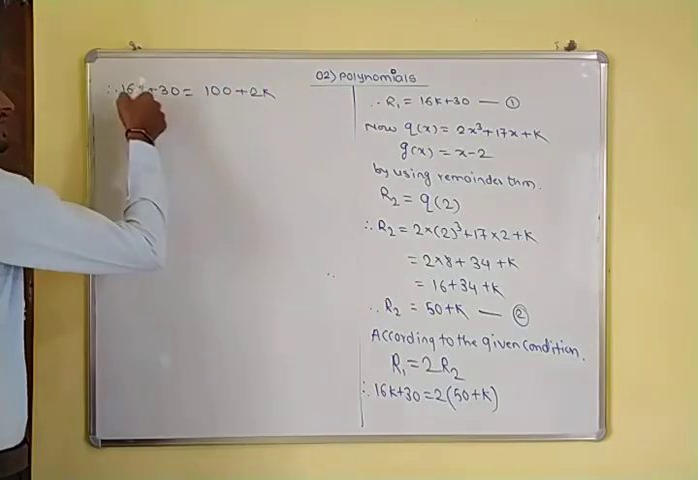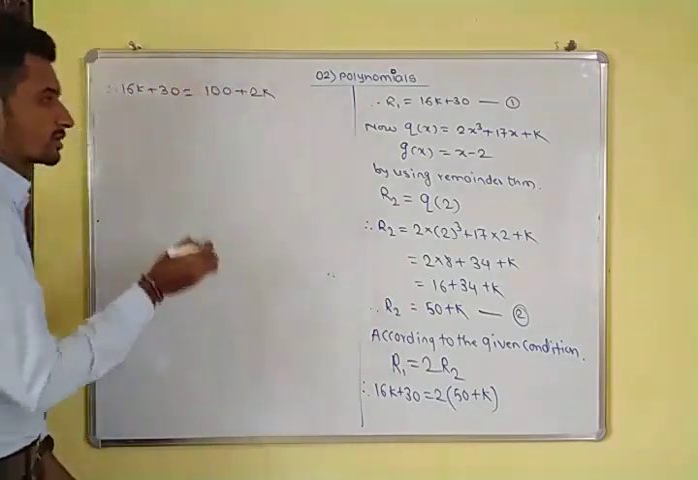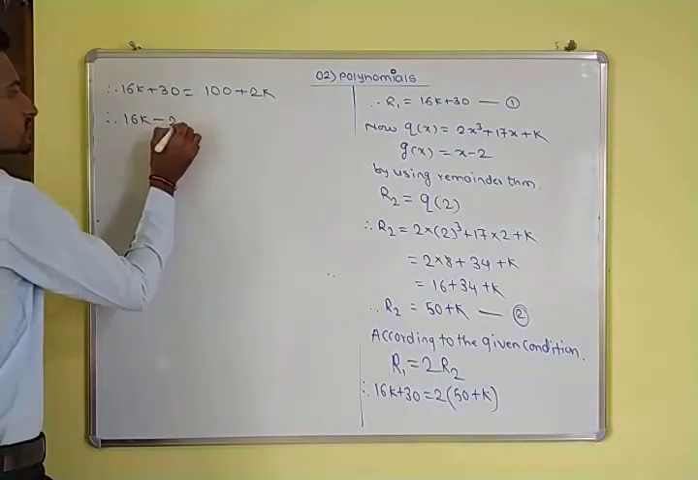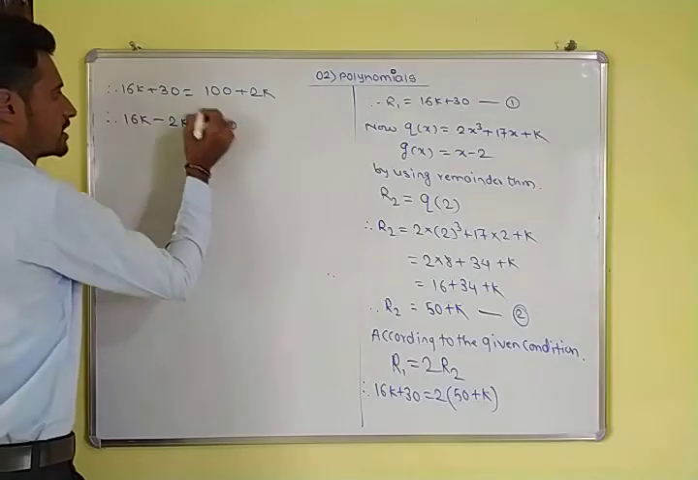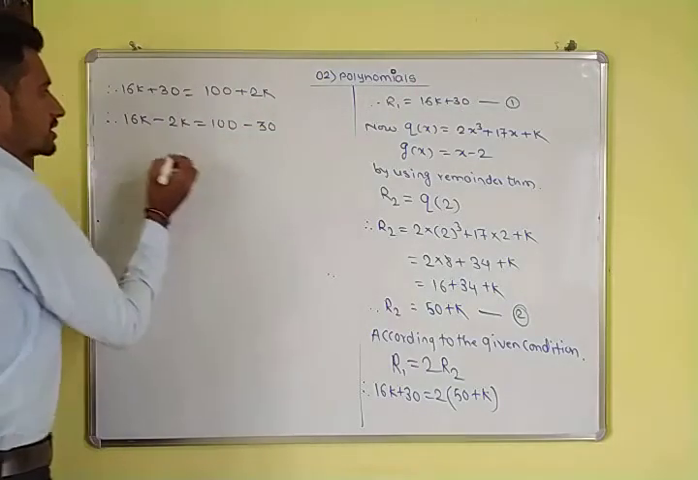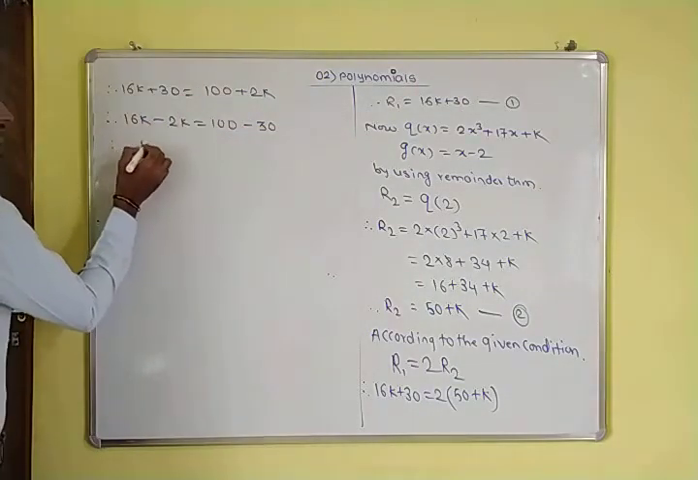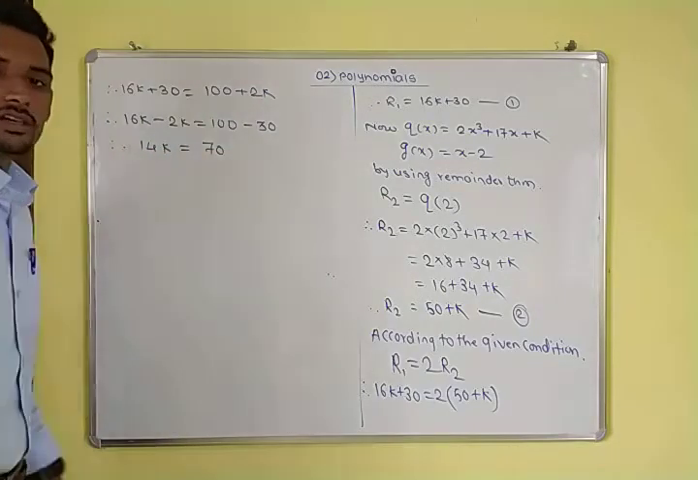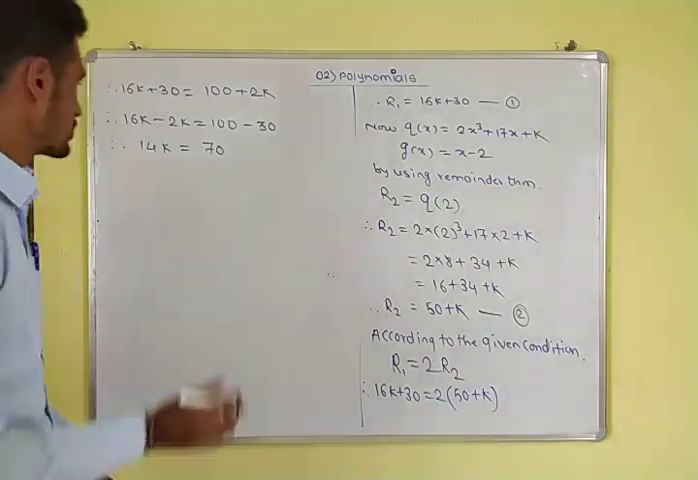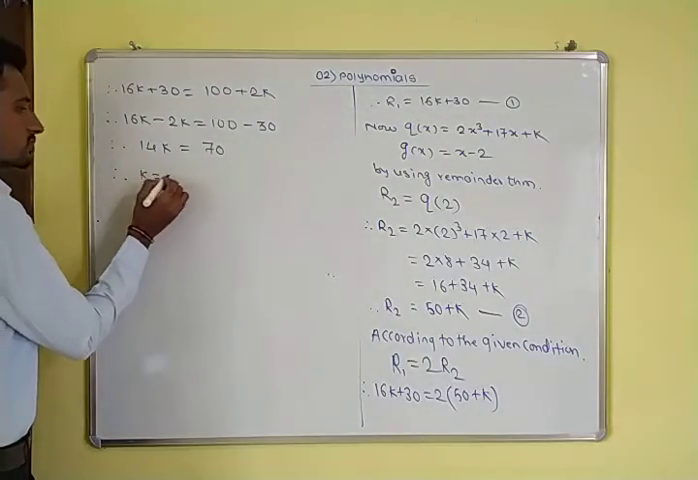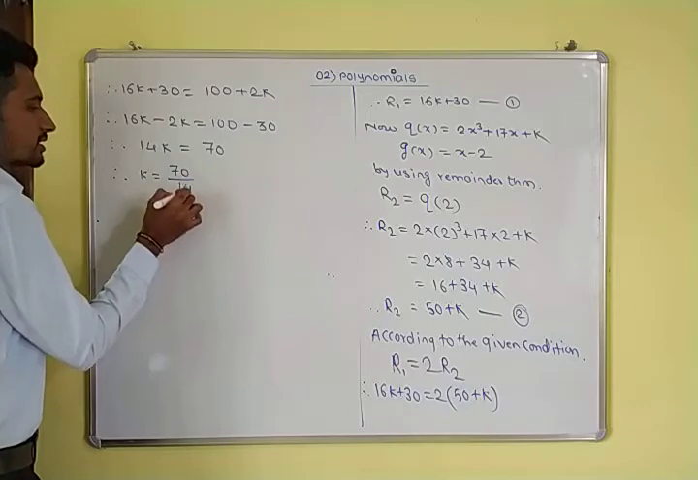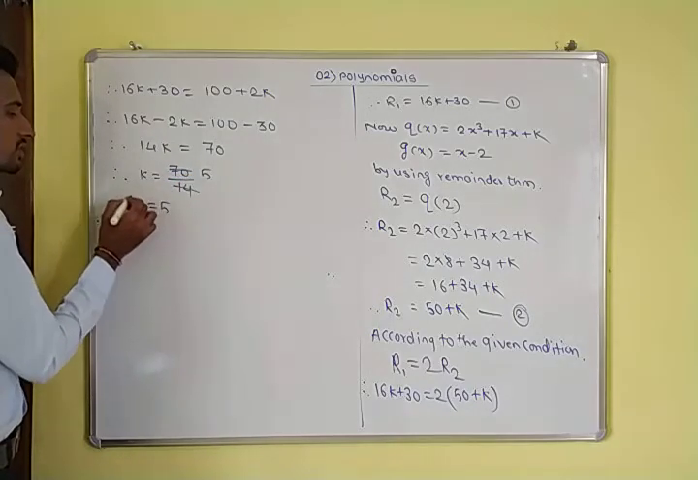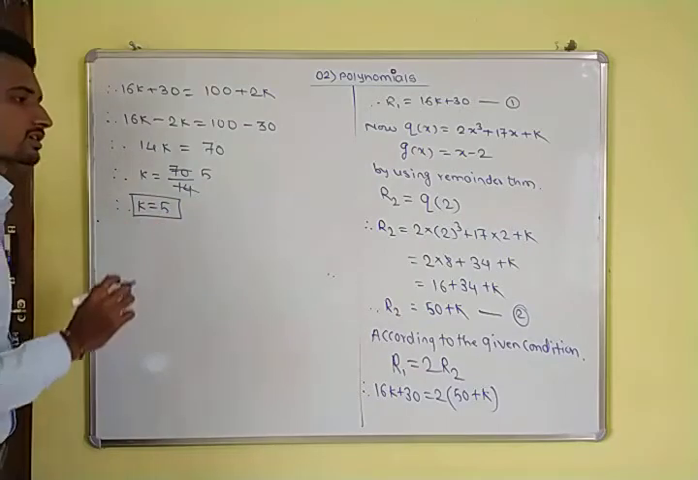k वाले टर्म्स एक साइड में और कांस्टेंट टर्म एक साइड में। सो 16k माइनस 2k is equal to 100 minus 30, that is 14k is equal to 70. Therefore k is equal to 70 upon 14, so k is equal to 5. So the value of k is 5.